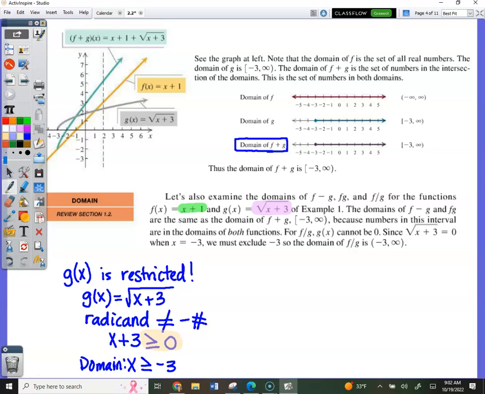You see that? Because basically it's saying, hey, anything can be plugged into f. You're great. Only numbers negative 3 or higher can be plugged into g. Okay, so now if I take f and g and I add them together, you still have this square root. So only numbers greater than or equal to negative 3 can still be plugged in there, because now there's a square root in f plus g. Does that make sense?